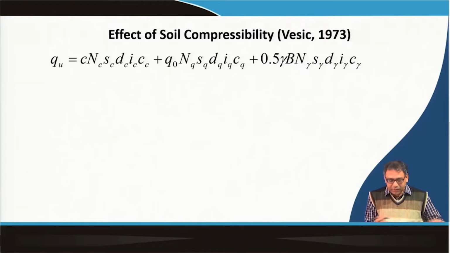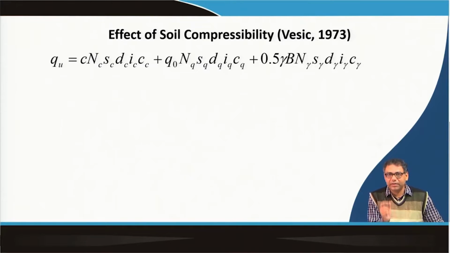This is due to the compressibility of the soil. So, this is our general bearing capacity equation, where the shape factor, depth factor and inclination factor are given. In addition, another factor is introduced, called the compressibility factor. So, this is Cc, Cq and C gamma. Now, how will I calculate these values? This compressibility effect of the soil was suggested by Vesic in 1973, where another factor is incorporated.